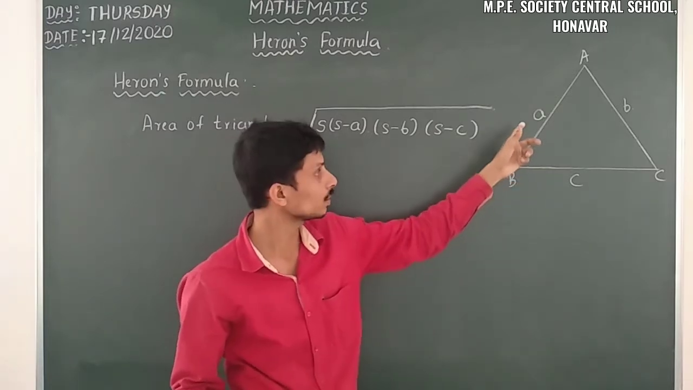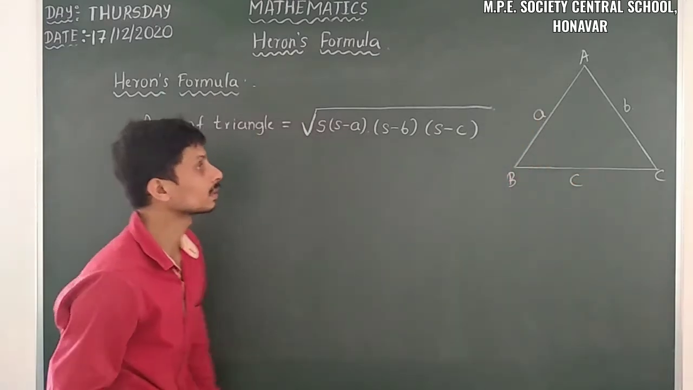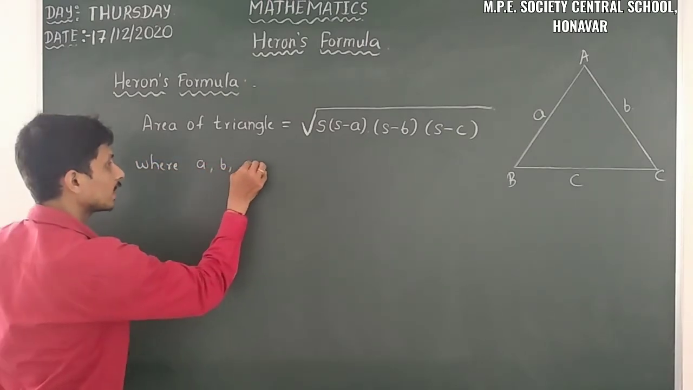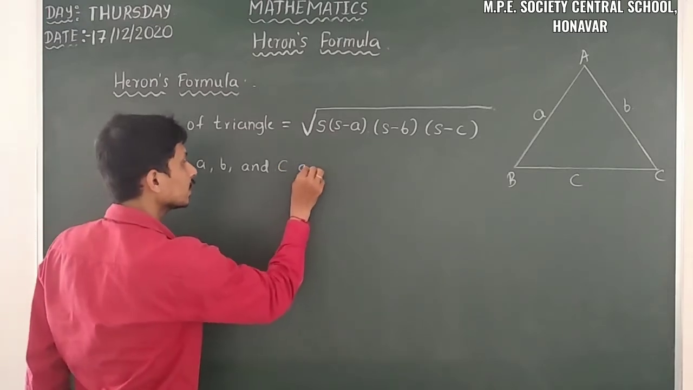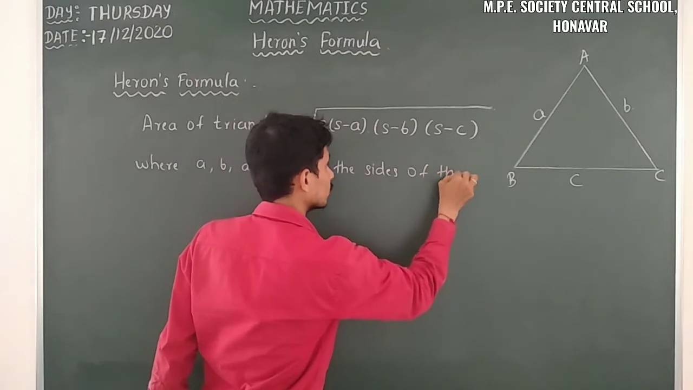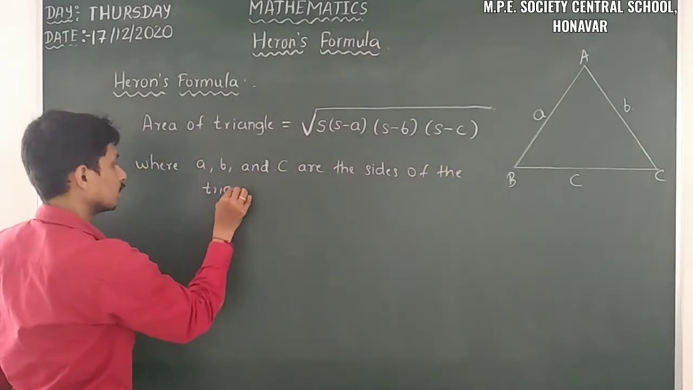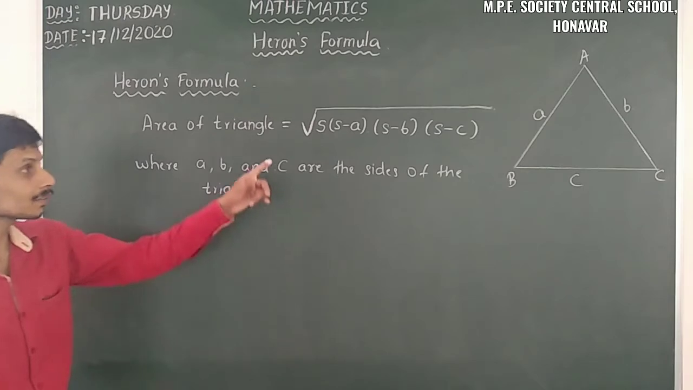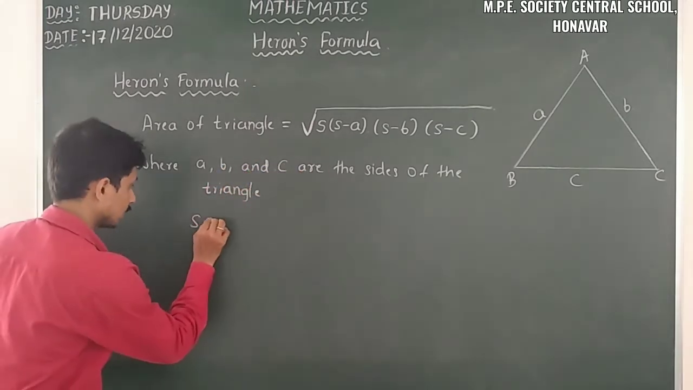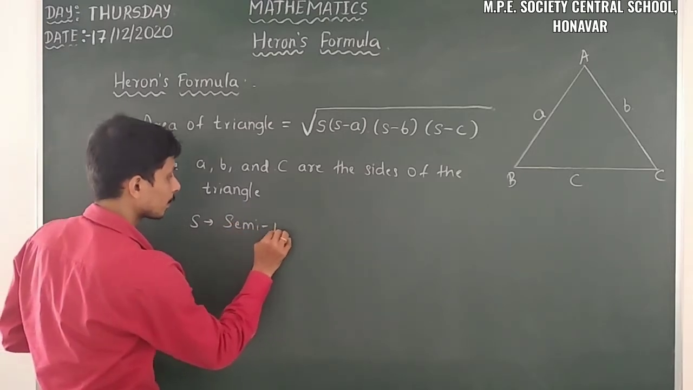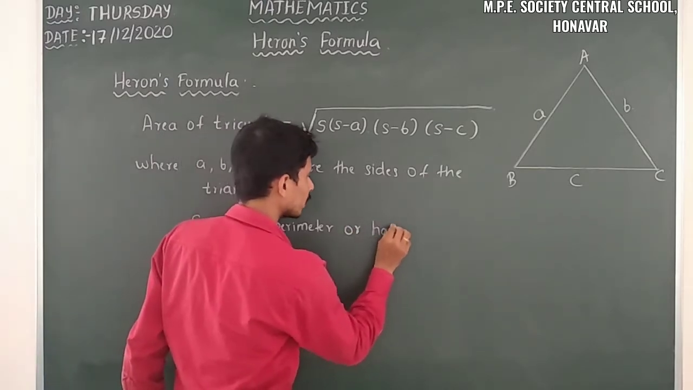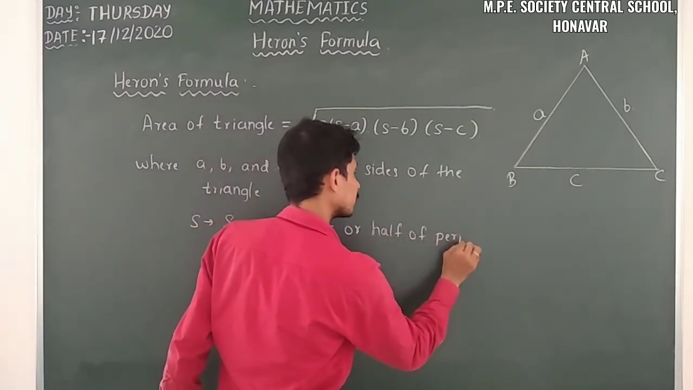So here a, b and c are the sides of the triangle. And another one is s, that is half of the perimeter, which we call the semi-perimeter. s is the semi-perimeter, or half of the perimeter.